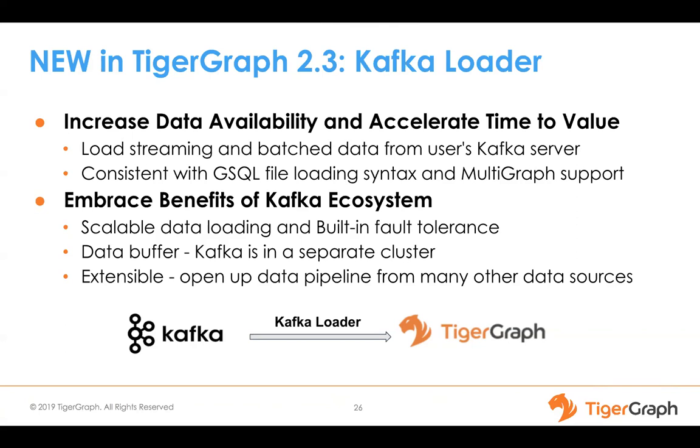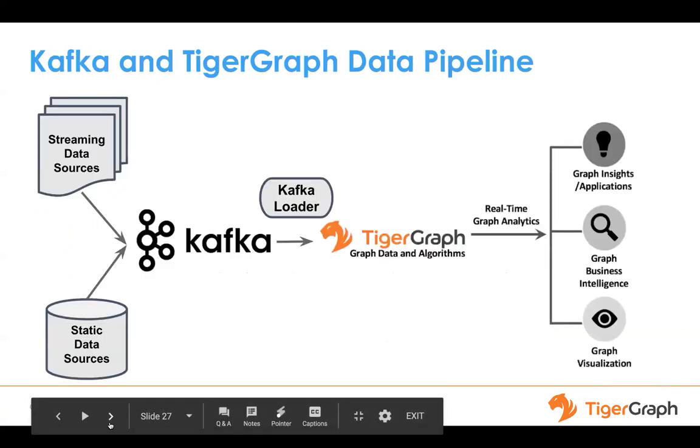Of course, we chose Kafka because it's a very popular pub/sub system, and there are a lot of benefits in Kafka itself. It is very scalable. It is a distributed streaming platform, and it already has built-in fault tolerance. An external Kafka cluster is actually a separate cluster, which means it serves as a data buffer for the TigerGraph cluster. So the data will be stored in Kafka first, and it won't crash the TigerGraph engine. And the Kafka ecosystem has a lot of sink connectors and source connectors, so it's very extensible and can help you speed up the data pipeline from many other data sources into TigerGraph.